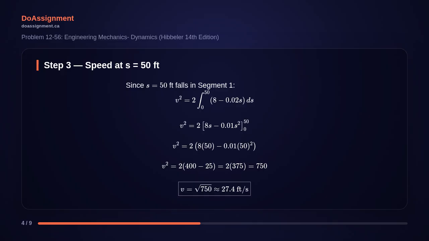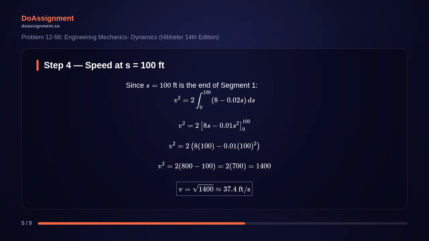At 50 feet, we integrate the first segment's acceleration from 0 to 50. Evaluating the antiderivative gives v squared equals 2 times the quantity 400 minus 25, which equals 750. Taking the square root, the speed is approximately 27.4 feet per second.